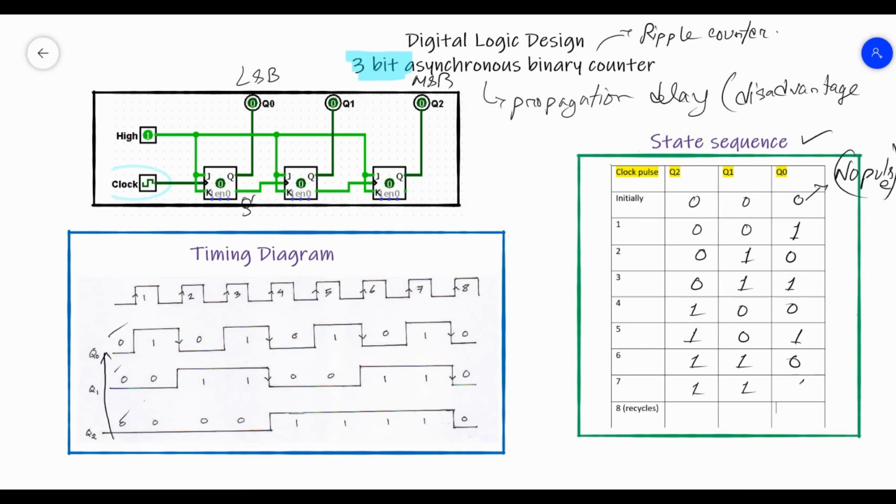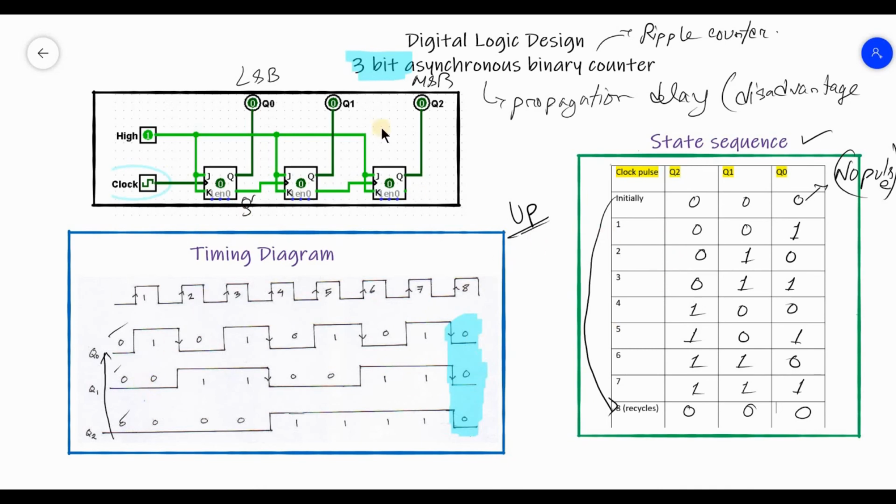and 1 1 1. Now you might wonder what happens for the 8th clock pulse. We can see from our timing diagram that at the 8th pulse the counter recycles and reaches its initial state, which is again 0 0 0. So it recycles at the 8th position. Now we can term this an asynchronous binary up counter. So in this manner the counters work.